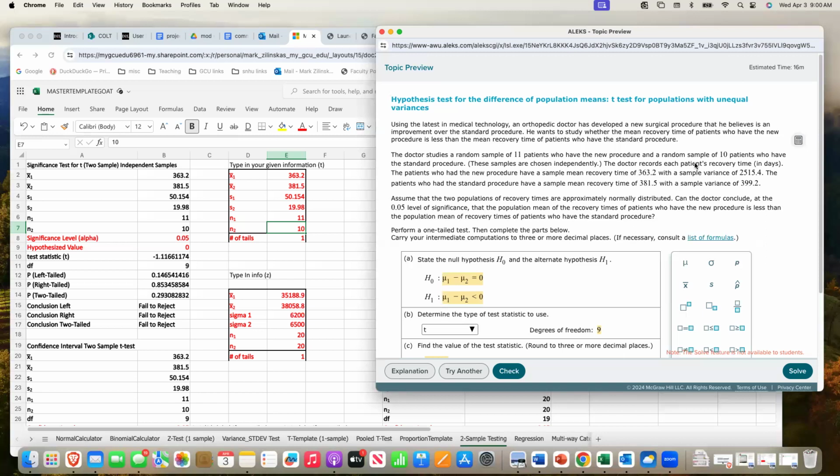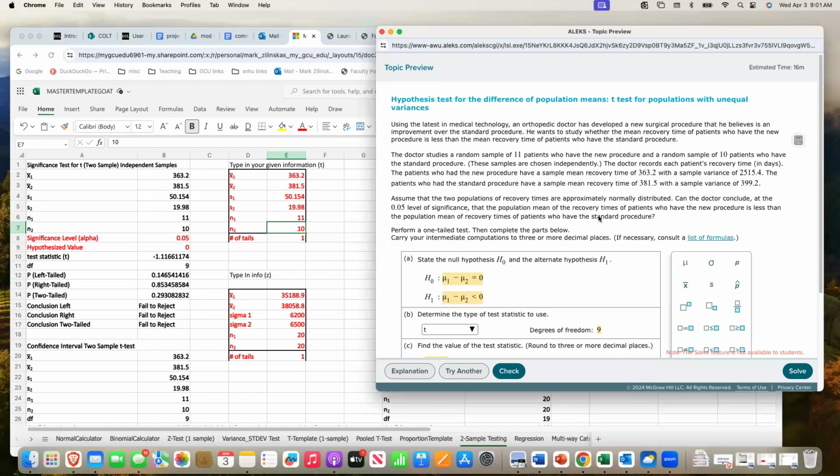So anyway, they give us the summary statistics. In this case, they don't just give us the data for the 11 and 10 patients. The 11 have the new procedure and the 10 have the standard. So basically you just need to type these numbers in here, 363.2 and 381.5, okay? Sample sizes of 11 and 10 right here.